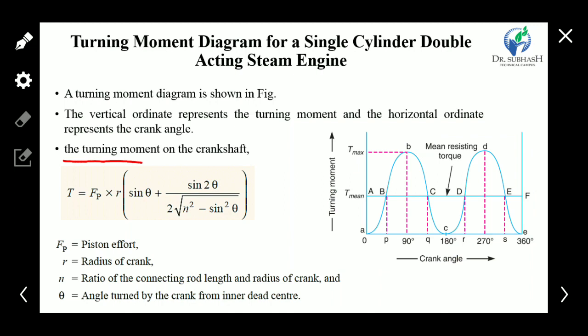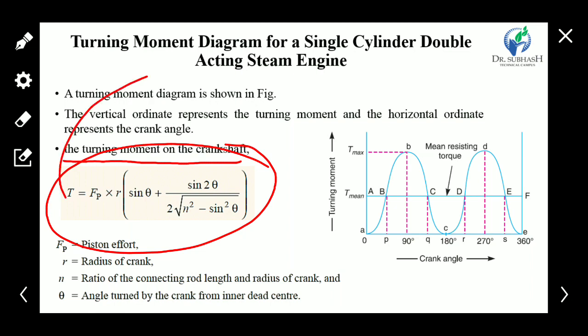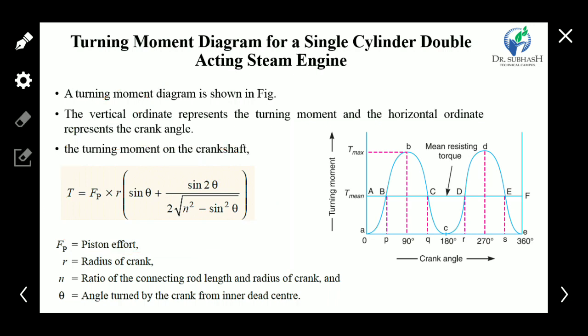Now the equation for the turning moment on the crankshaft is given for this single cylinder double acting steam engine, to find the turning moment of a crankshaft, where Fp is the piston effort, R is the radius of crank, small n is the obliquity ratio of connecting rod length to radius of crank, and theta is the angle turned by crank from inner dead center. Okay, clear?